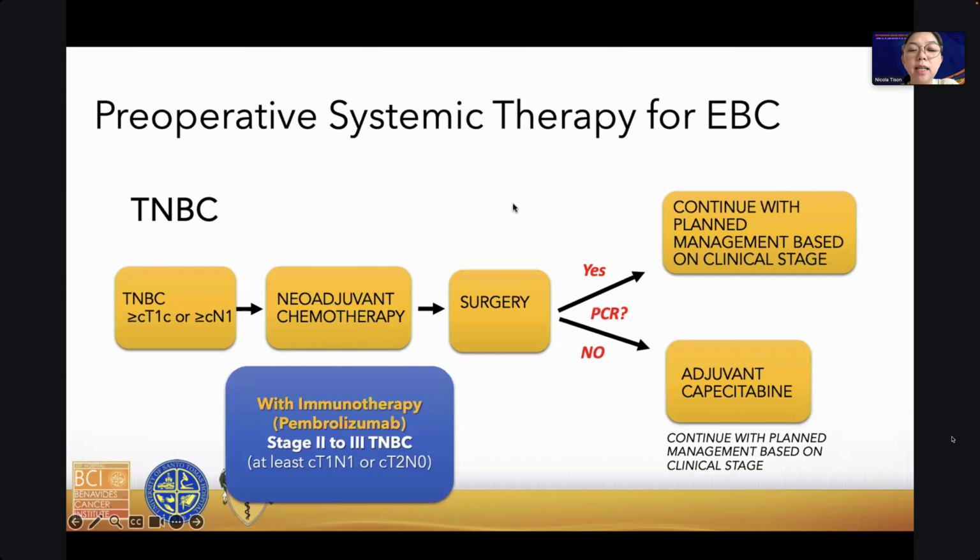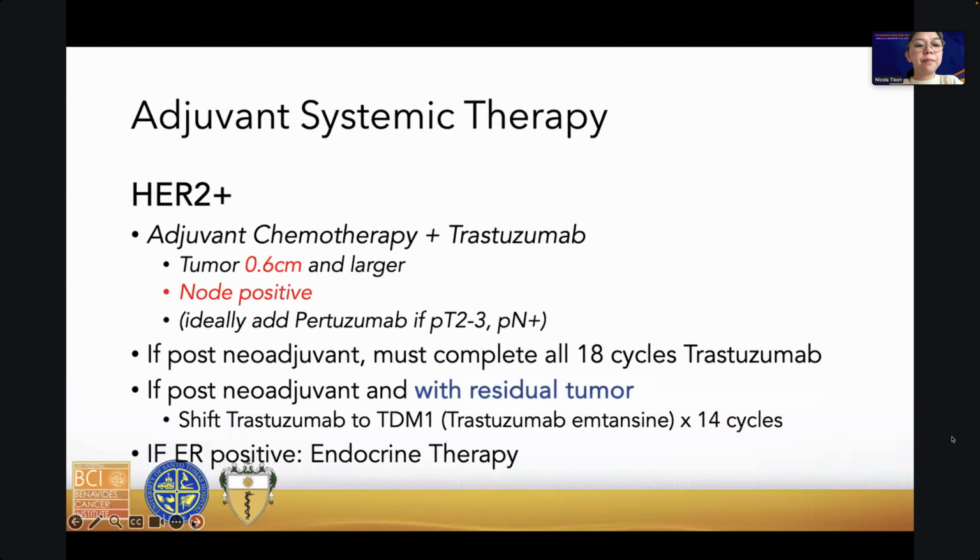Now, again, I said a new thing which is already standard of care would be the addition of immunotherapy. So before, immunotherapy was only used for metastatic breast cancer, but now there's really shown benefit of giving neoadjuvant immunotherapy with pembrolizumab for any patient who have stage 2 to stage 3 triple negative breast cancer. So if the patient can afford, besides the chemotherapy, we add on immunotherapy in the neoadjuvant setting and continue that at the adjuvant setting. Okay? So don't forget this.